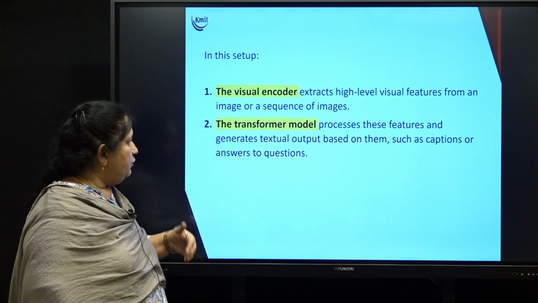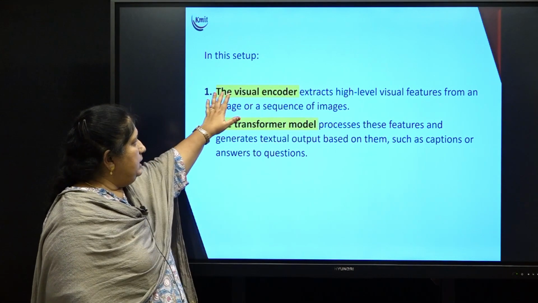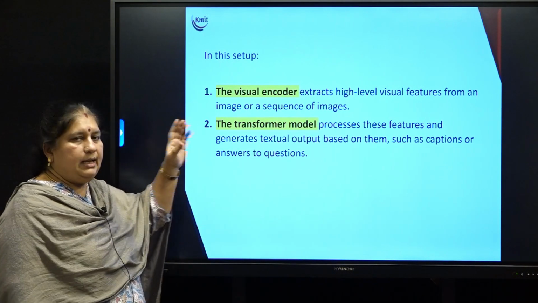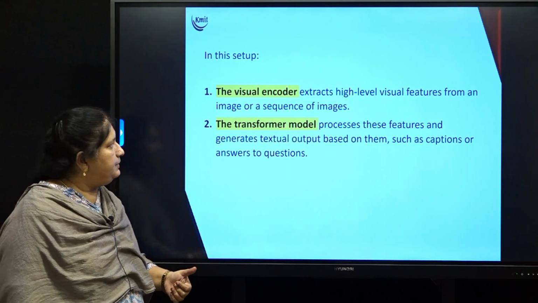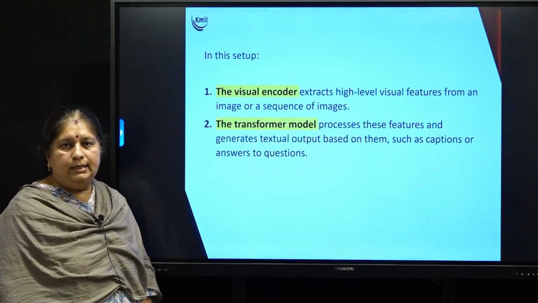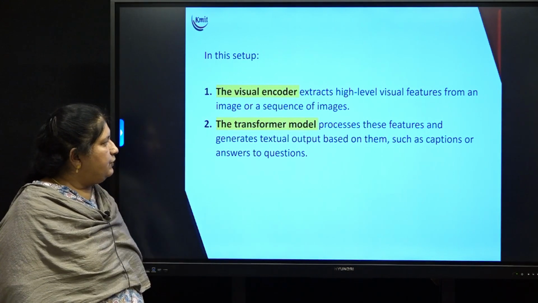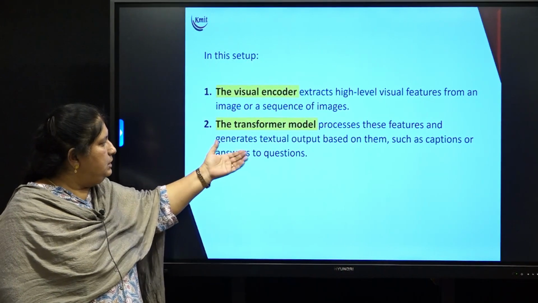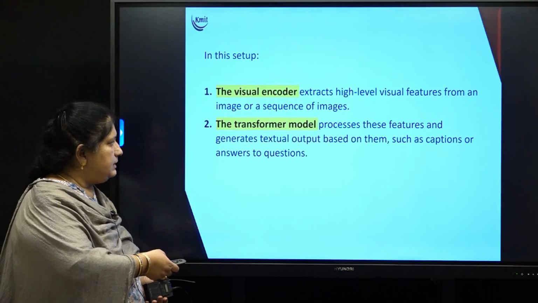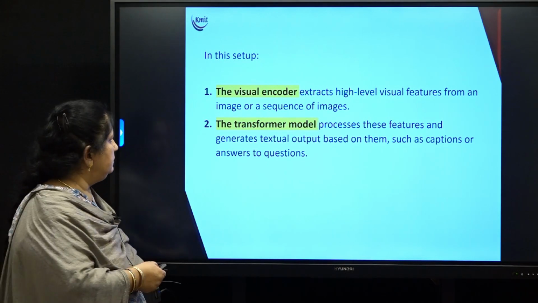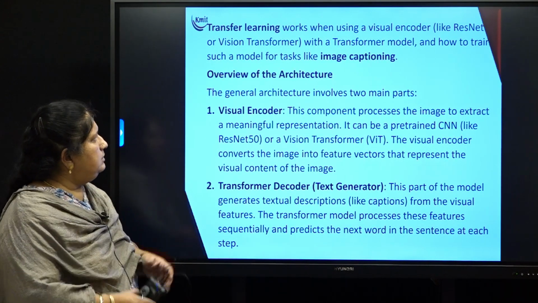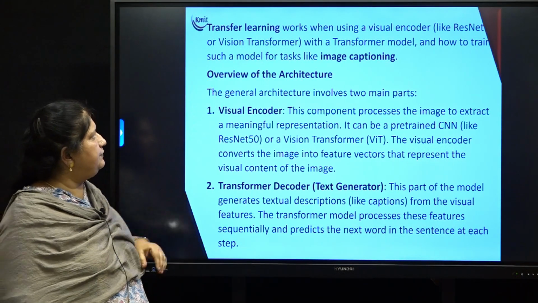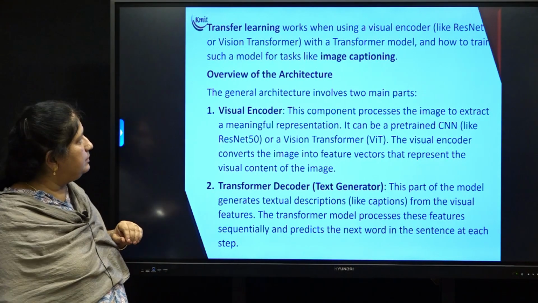In this setup in a transformer-based model, what are we trying to do? We need to have a visual encoder. What is the visual encoder trying to do? Extracting high-level visual features. In our example, who is doing the job of the visual encoder? ResNet50. Then the transformer model processes all the features given by the visual encoder and tries to give a caption, sometimes an answer to the visual question. For transfer learning, as I keep on mentioning, visual encoders like ResNet50 or vision transformers are used.